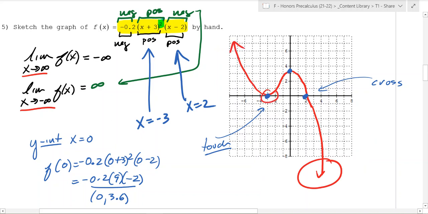So again, touches, crosses. We know the y-intercept has to cross there. So we have a great graph. Now the curvature itself, where things change curvature, more detailed analysis, you need more calculus to do that.